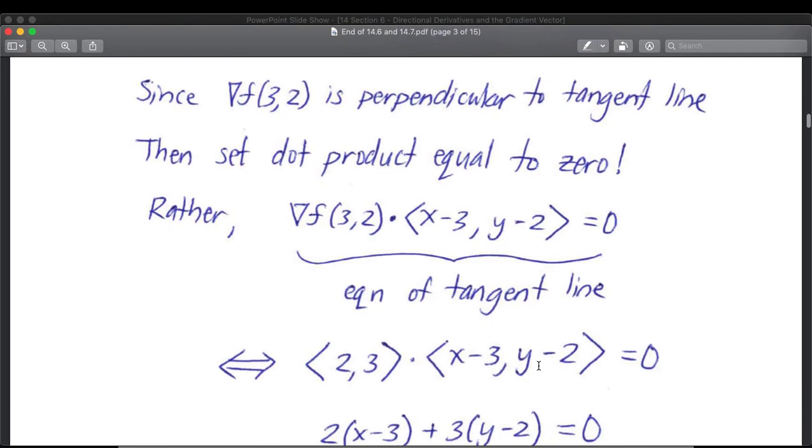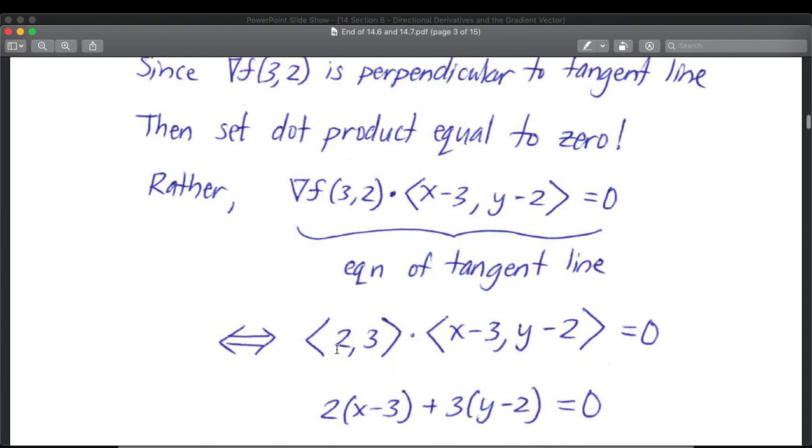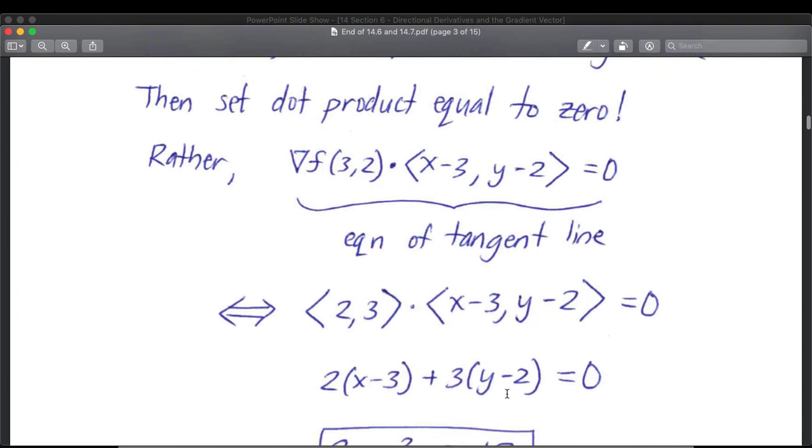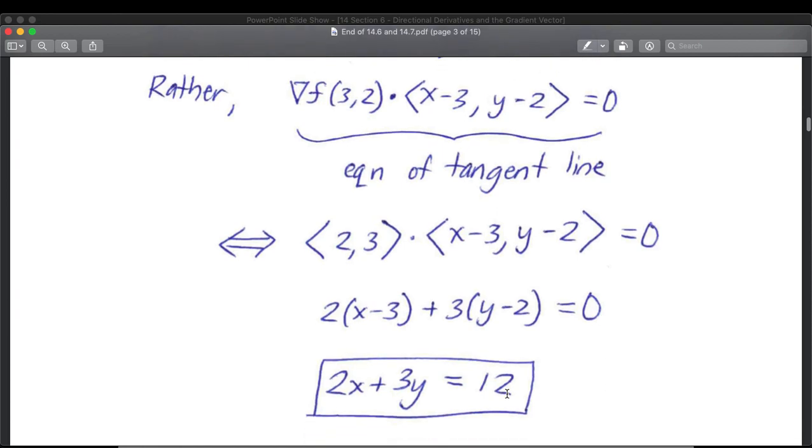So we go ahead and dot product it. I'm sure we all know how to dot product. You take the 2 and multiply it by the first component here, the x minus 3. And you take this 3 here and you multiply it by the second component, y minus 2. And then, of course, we clean it up, and that's our equation of a tangent line. So it's very similar to the previous slide, with a little bit of twists to it, but for the most part, it's pretty much the same thing.